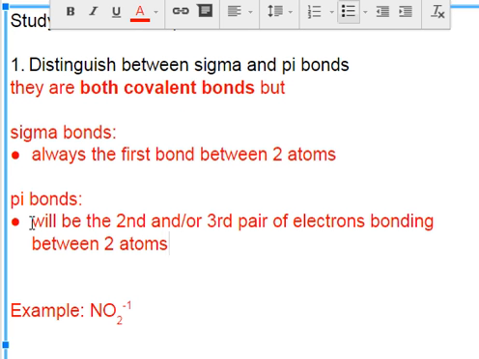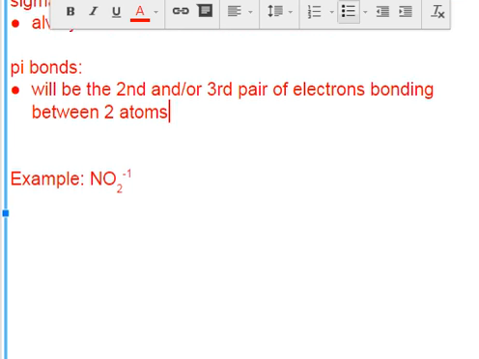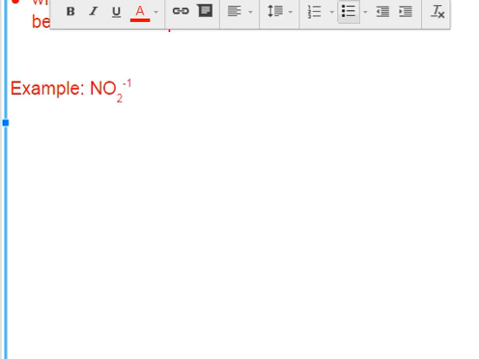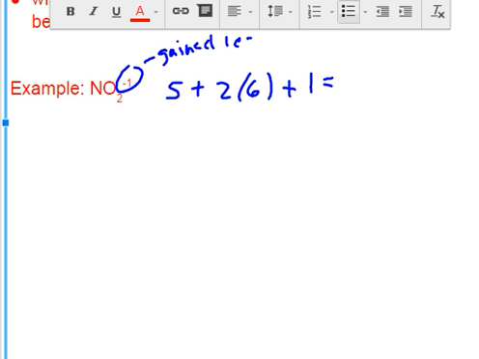So an example, NO2 minus 1. In order to do this example, you have to be able to draw NO2 minus 1. So this will be good review of how you draw covalent structures. The best thing you can do is forget that you know how many valence electrons nitrogen has once you get your total here. Nitrogen has 5 electrons it can share. Each oxygen has 6. The minus 1 tells me it gained an electron somewhere. So I add that in. So my total here is 18 electrons.